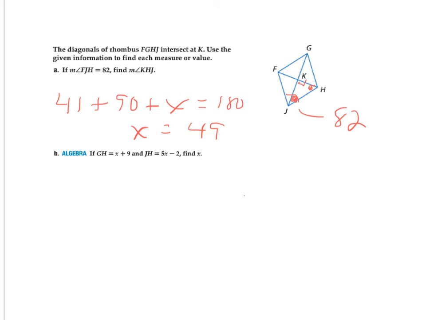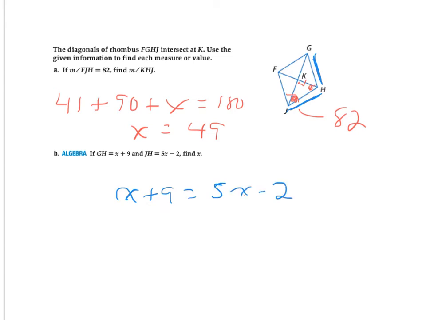Okay, let's do this next problem here. If GH is equal to x plus 9, and GH is this length right here, I'll do this in blue, and JH is 5x minus 2, that's this length right here. We know that those two sides are going to be equal if this is a rhombus. So therefore, x plus 9 is equal to 5x minus 2.